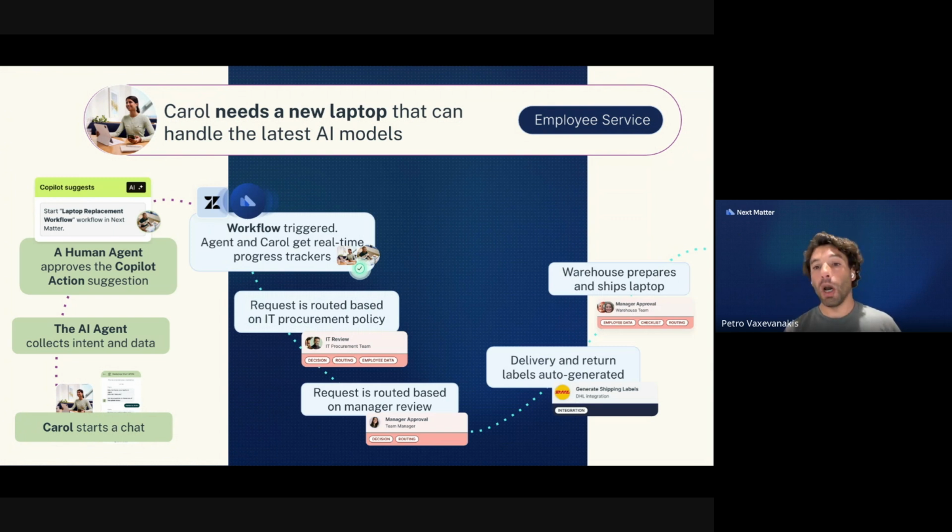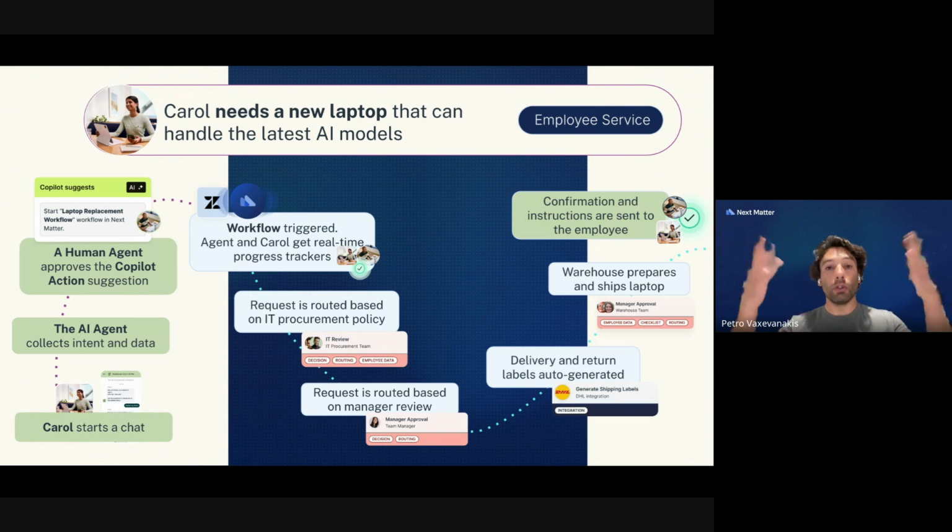And also we'll show you how the warehouse receives all of the tasks in a list with all of the data from all the previous steps, while the final confirmation and instructions are sent to the employee so that they can receive the new one and send the old one back. And we're going to see how in all of these steps, both the agent and the employee will have transparency into every step of this process. All right, let's see how we do this.